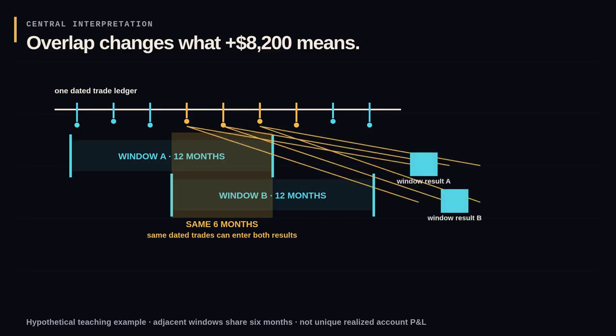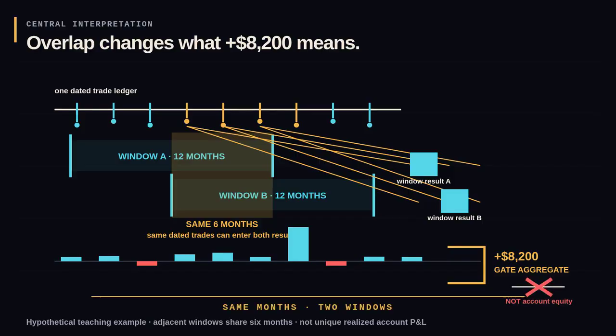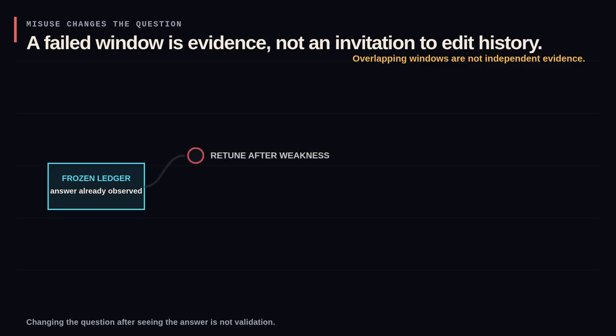Do not retune after a weak period. Discard a slice, shift the start date because it looks better, or report only the average. Those moves change the question after seeing the answer. And do not call overlapping windows independent evidence. The discipline is simple. Freeze first, slice consistently, keep every complete window, and interpret each denominator literally.